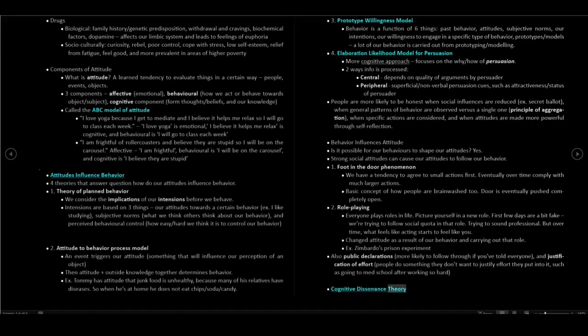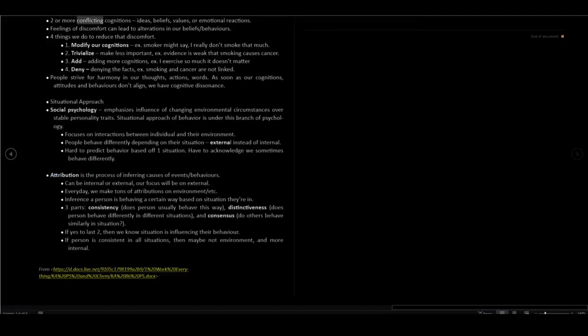Cognitive dissonance theory. Two or more conflicting cognitions, ideas, beliefs, values, or emotional reactions. Feelings of discomfort can lead to alterations in our beliefs and behaviors, or to things we do to reduce that discomfort.